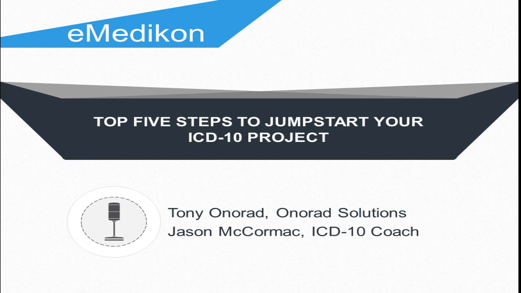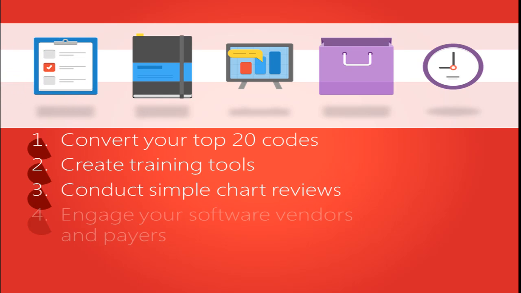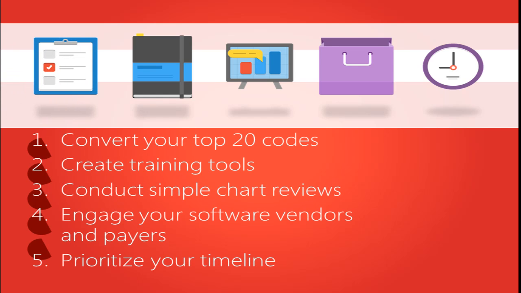So we're going to be talking today about the top 5 steps to jumpstart your ICD-10 project. And I'm going to list them first, and then we'll go into a little more detail with each one. Number 1 is convert your top 20 codes, identify new documentation elements. Number 2 is create training tools. Number 3, conduct simple chart reviews. Number 4, engage your software vendors and payers. And number 5, prioritize your timeline and create deadlines and accountability.